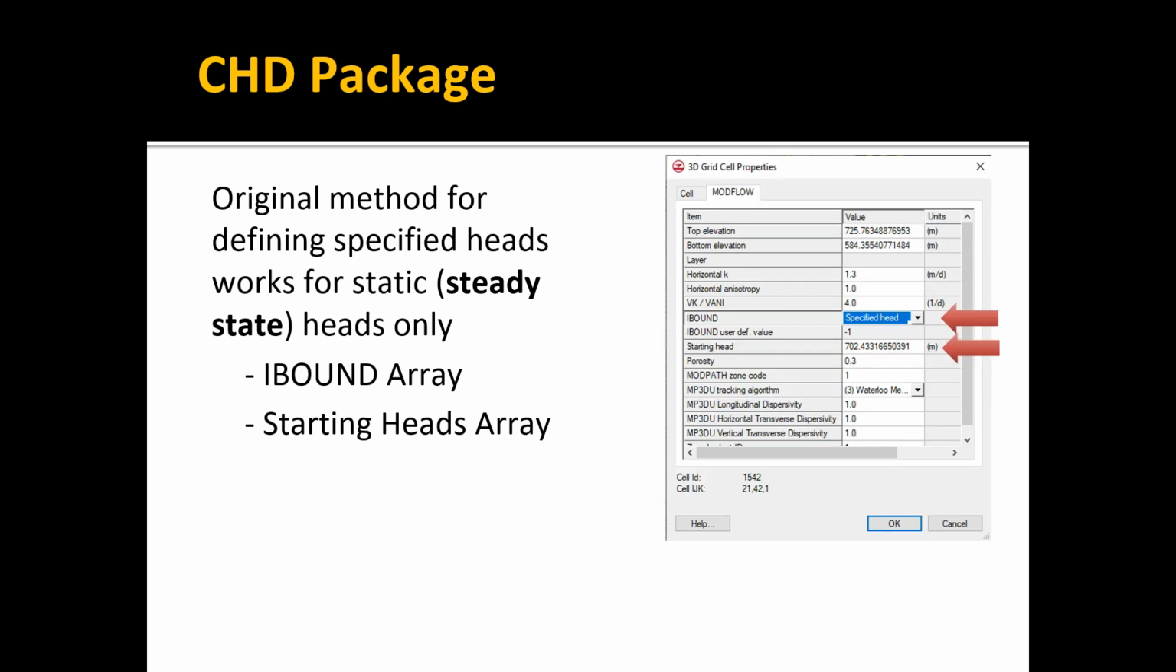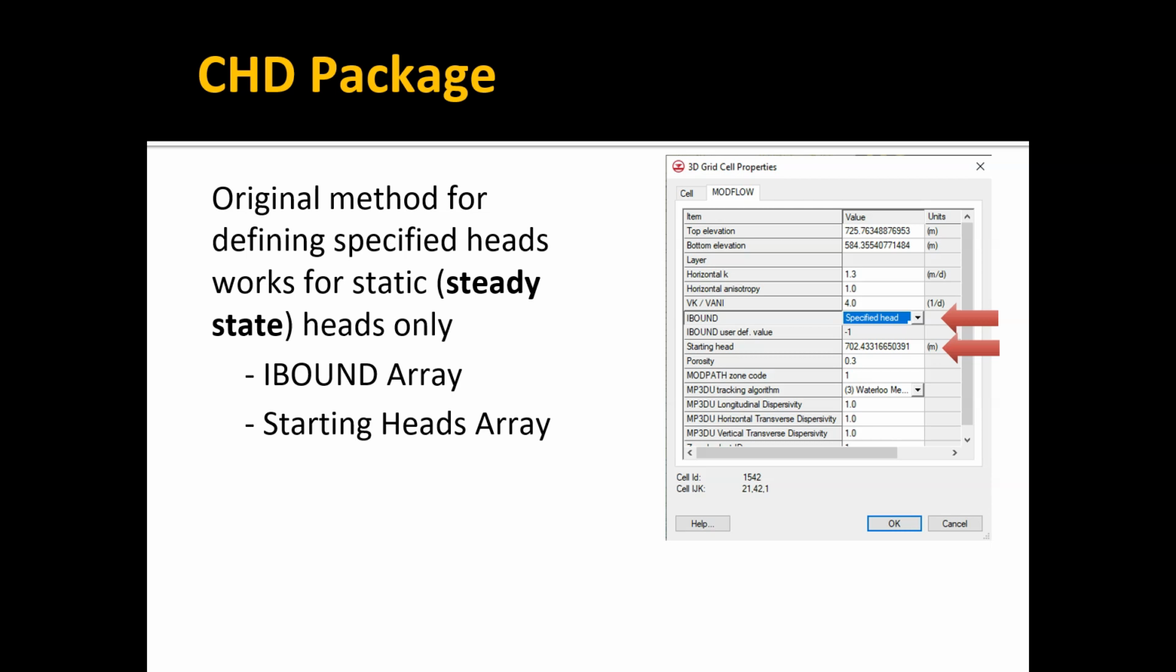Finally, the last thing I want to cover here is the CHD package, which stands for Changing Head Package. The original method for inputting specified head boundary conditions only works for static conditions only, or steady state. And this is what we've been using up till now as we've built models. It's a combination of the I-bound array and the starting heads array. So you mark a cell as a specified head cell with the I-bound array. Effectively, that gives it a -1, and then whatever head value is in the starting heads array becomes your specified head value.